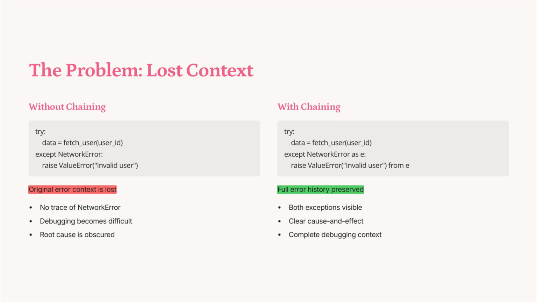Without exception chaining, the original error context is lost, making debugging difficult as the root cause is obscured. By using chaining, as in raise ValueError from e, the full error history is preserved. This ensures both exceptions are visible, providing a clear cause and effect and a complete debugging context.